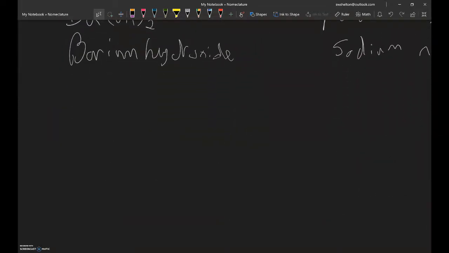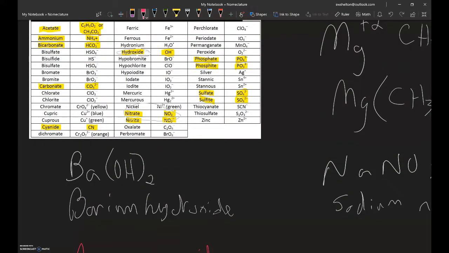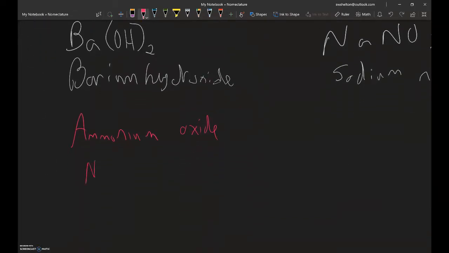Alright, and so we're going to do ammonium oxide. Now going back up here, we're going to see that ammonium has a formula of NH4 with a +1 charge. Oxide is oxygen with a -2 charge.